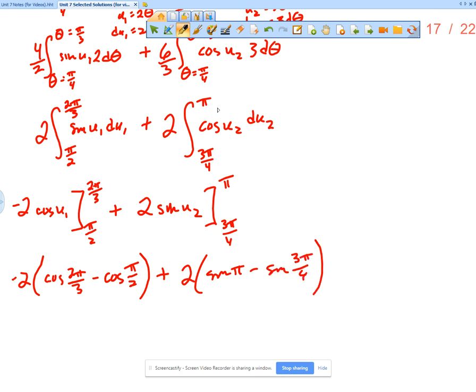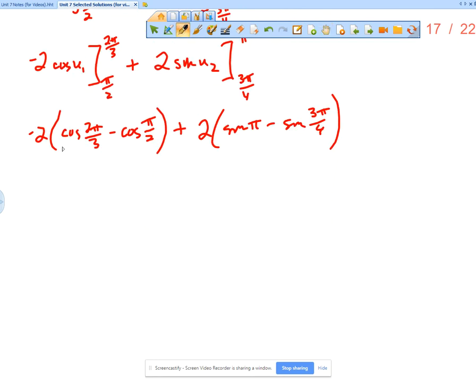And now we just have a little bit of simplification to do from here. So negative 2 times, what is the cosine of 2 pi over 3? We're in quadrant 2, so cosine is negative, and at pi over 3, it's 1/2. So negative 1/2 minus cosine of pi over 2. Cosine of pi over 2 is 0.